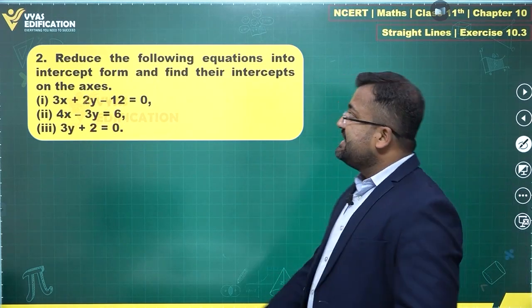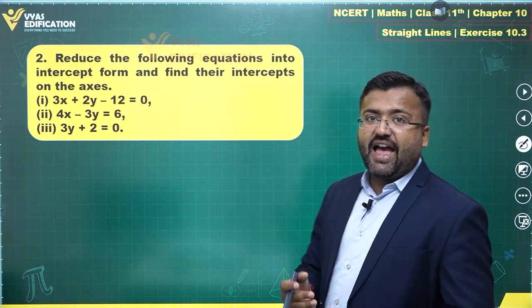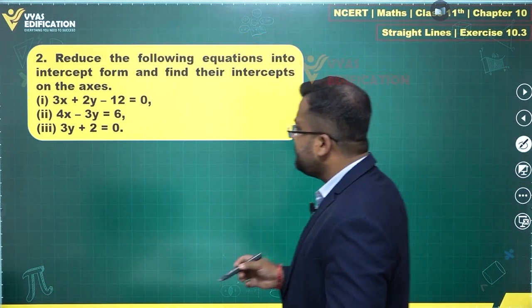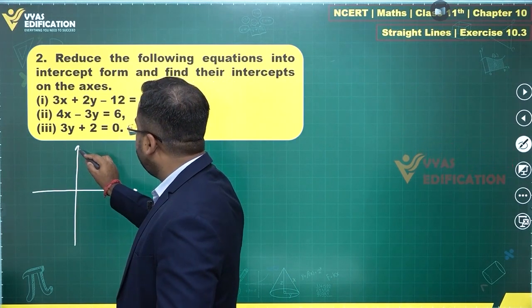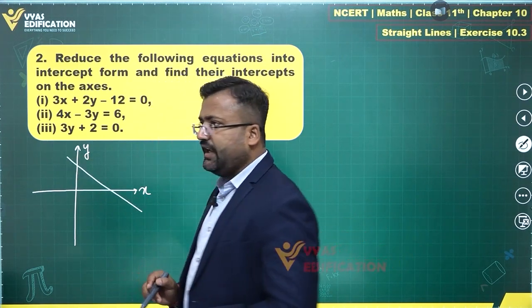The second question says: reduce the following equations into intercept form and find the intercepts on the axes. Now, what is the intercept form first of all? Intercept form looks something like this. Let's suppose this is the x-axis and this is the y-axis, and we have this kind of a line.